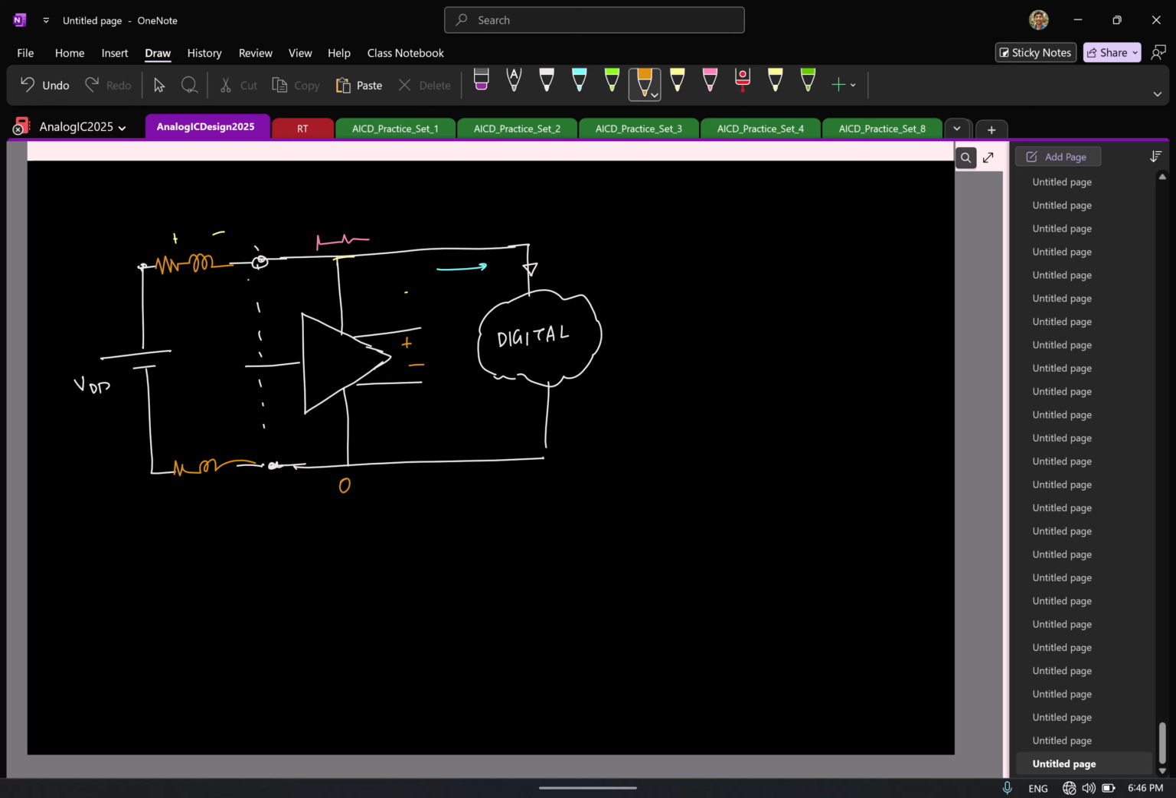If it is 0, we say this V1, V2. If the ground sees a jump, let us say by 1 millivolt, this will also jump by 1 millivolt. That was a problem. Now, this will also become 1 millivolt. You take the difference, you are set. Correct? So that's the idea. So this is what we call differential signaling.